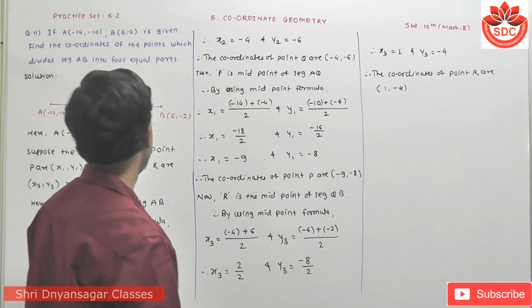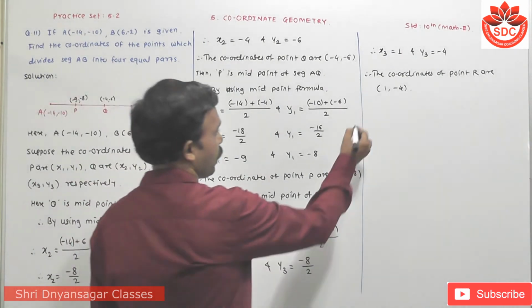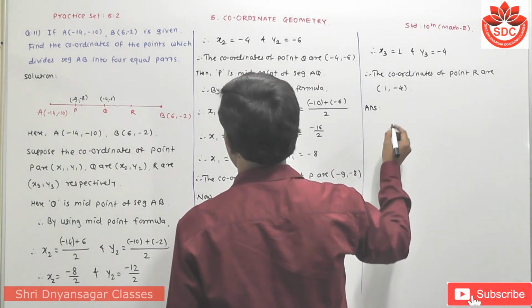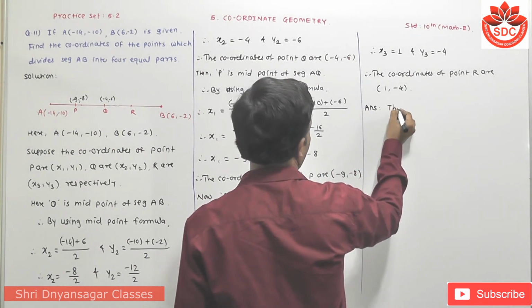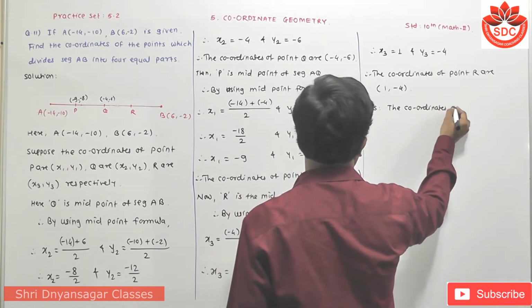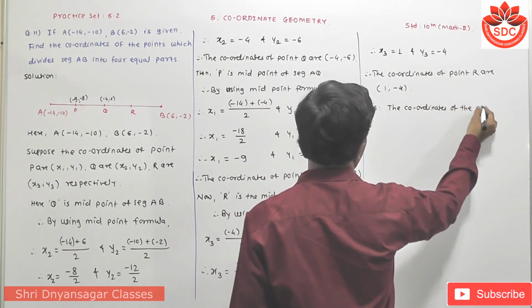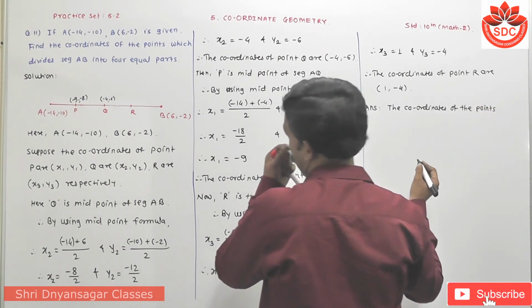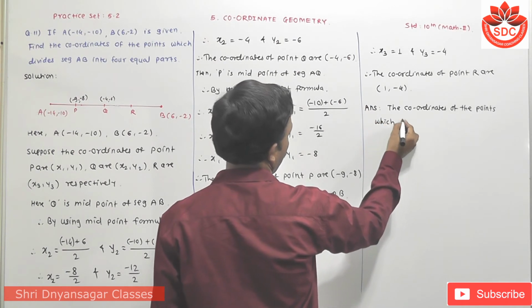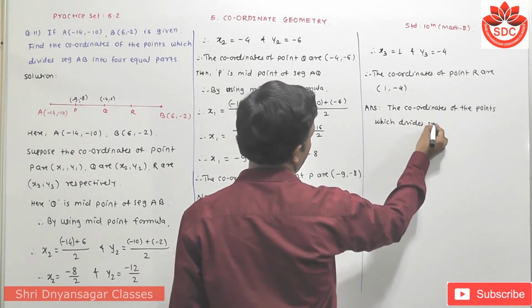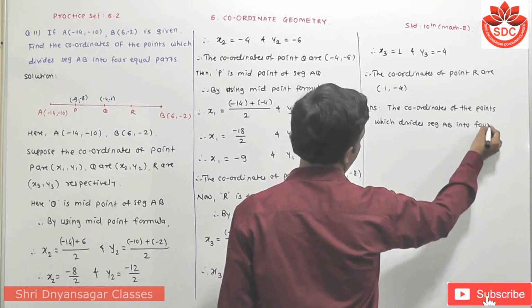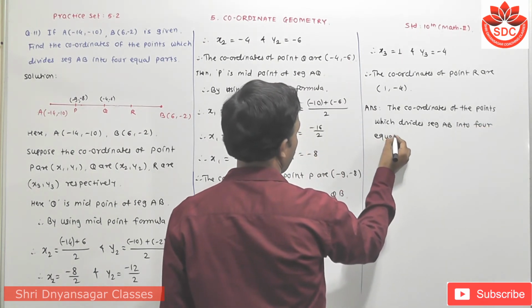Now student, we have to write the answer in a full sentence. Therefore, the coordinates of the points which divide segment AB into 4 equal parts are P(-9, -8), Q(-4, -6) and R(1, -4).